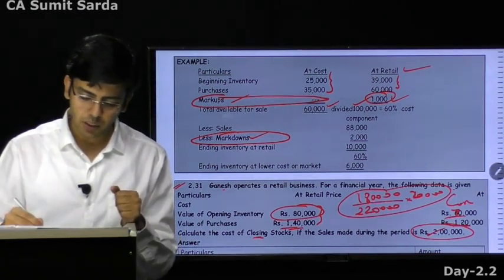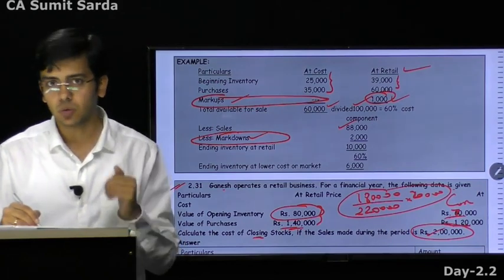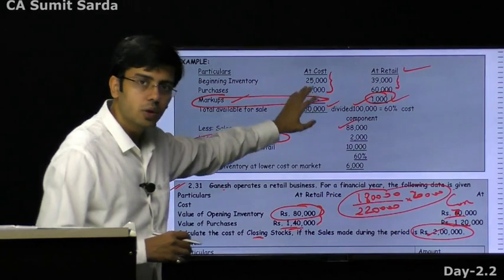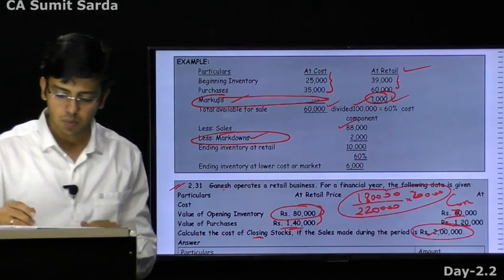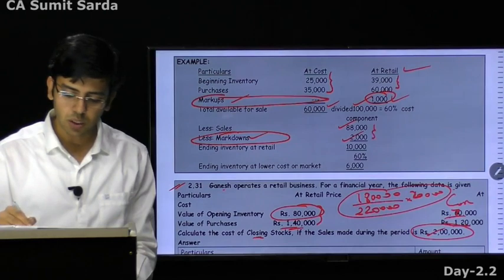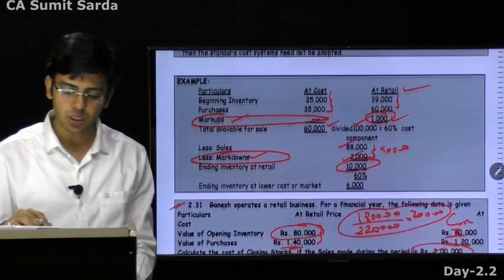So we have 88,000 rupees sale made during the year. What we'll do is we'll increase it by markdown. We are not going to reduce the markdown from the cost. We are going to increase the sale price by the markdown. So 2,000 rupees will be increased. That means now the total sale becomes 90,000. So 10,000 becomes my closing stock as per this example.